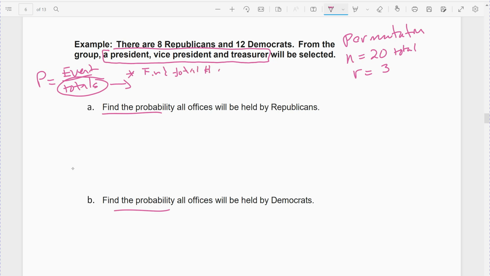The total number of possible outcomes. Well, that would be if I take 3 out of all of the people, so 3 out of 20. So this would be a permutation, 20 choose 3. All right, so you could actually do this multiplication too.